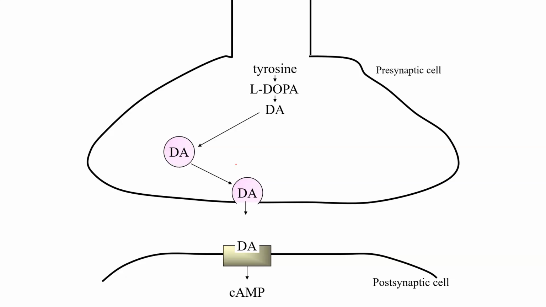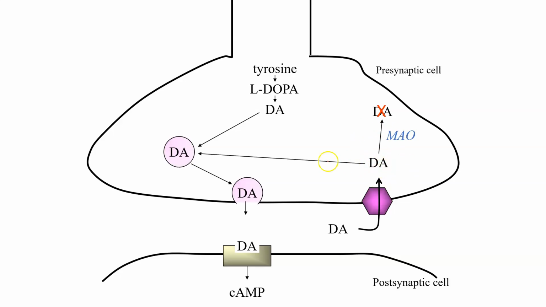It's going to bind to and activate dopamine receptors, which produces a response in the postsynaptic cell. After it pops off the receptors, it gets removed from the synaptic cleft by reuptake transporters. Once in the terminal, it can be broken down by an enzyme called monoamine oxidase, or MAO, into molecules that are no longer active. However, dopamine can also be repackaged and reused for re-release.